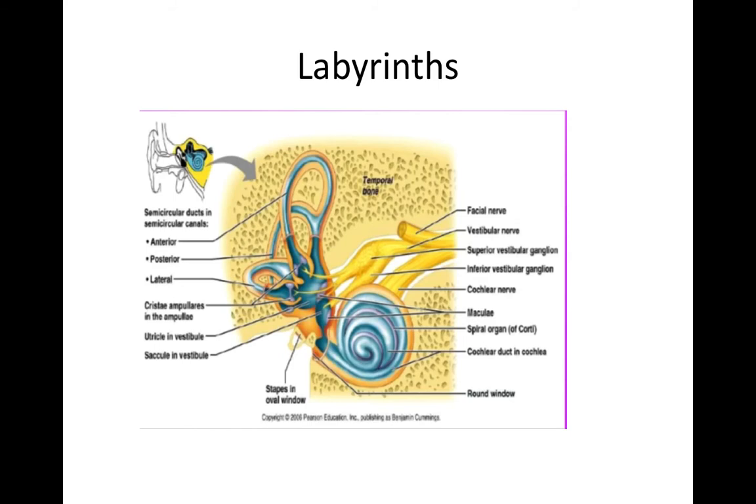So when we talk about the labyrinths, right, we said we had a bony labyrinth and a membranous labyrinth. And we just talked about the auditory function, so now we're going to talk about the vestibular function and how these play a different role. So we already looked inside of the cochlea, and then here are our semicircular canals. So the osseous or the bony labyrinth is going to be our semicircular canals. You can see here's the anterior, the posterior, and the lateral.